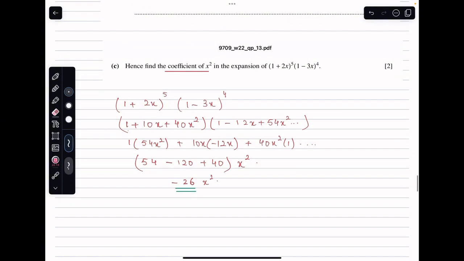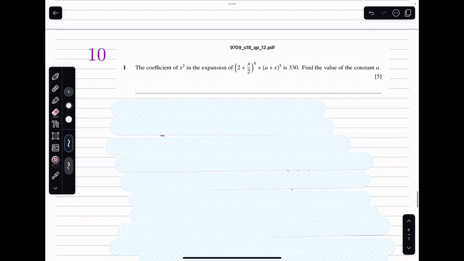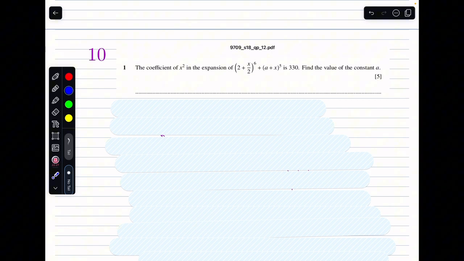So let's move to the last question. And this question has been taken from Summer 2018, paper 1, variant 2, and this is question 1 in the paper, and it says the coefficient of x squared in the expansion of (2 plus x/2) to the power 6 plus (a plus x) to the power 5 is 330. So they have given us the coefficient of x squared, which is 330. So we need to find the value of a, meaning if it's the coefficient of x squared given to us, then in the expansions, I should be having the term involving x squared. So let's start working on the question.